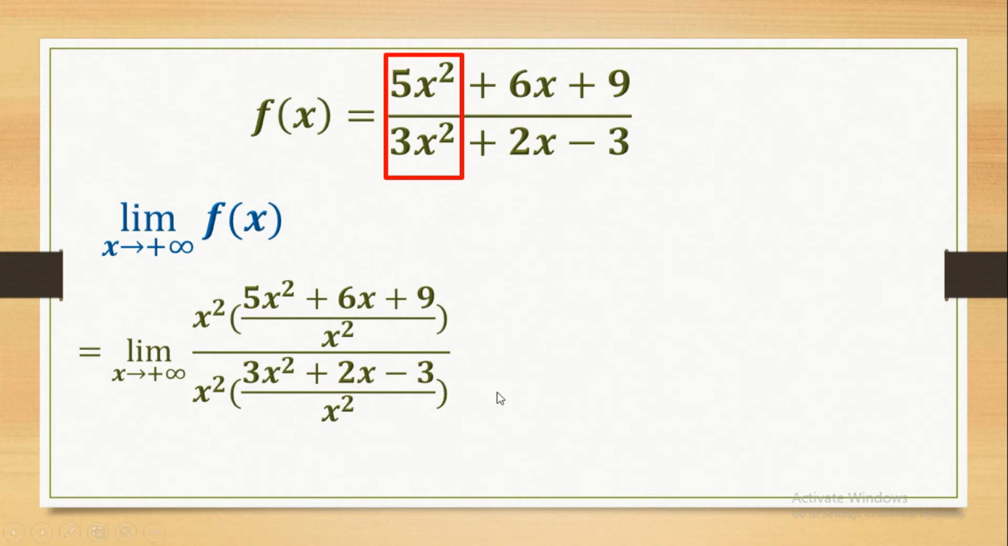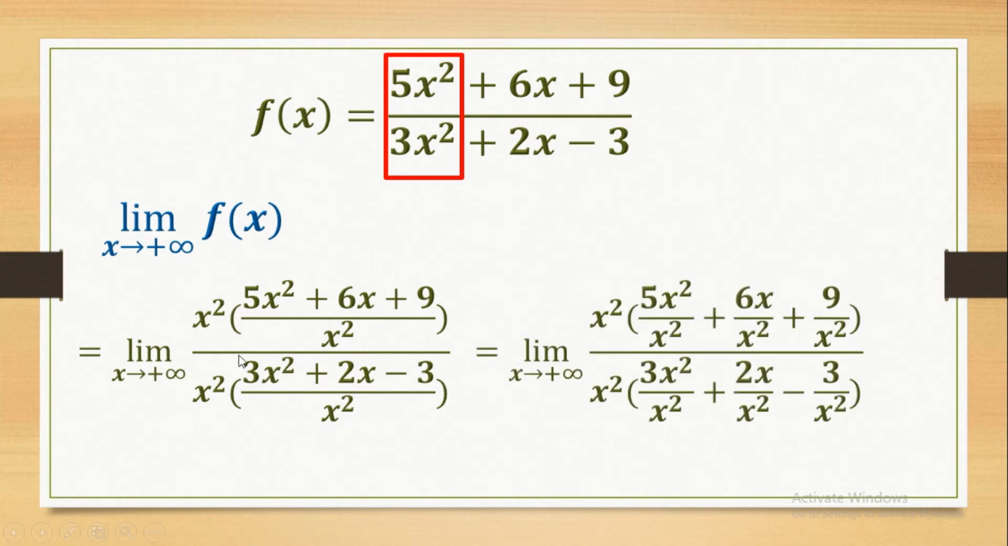To understand it more, note that we can distribute it here. We can write it as 5x squared over x squared, as you see, plus 6x over x squared plus 9 over x squared. Now we're going to simplify and solve together. Also on the denominator the same. We copy x squared here the same. Now we can distribute the fraction.